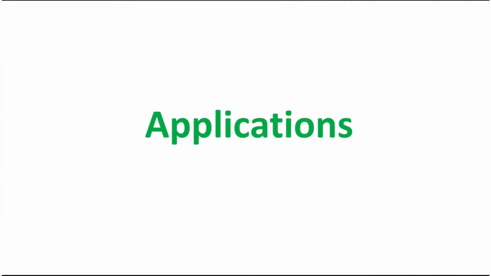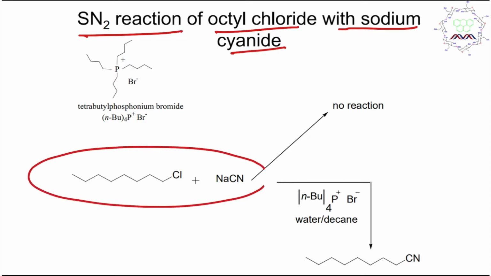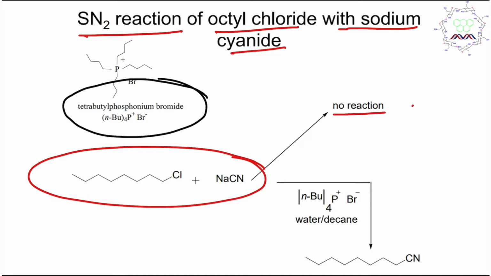Now let's learn about its application. If you look at this reaction, this is an SN2 reaction of octyl chloride and sodium cyanide. You can see in this reaction nothing is produced, so no reaction because they are not miscible. Now in this reaction medium, if tetrabutyl ammonium bromide is added, then it produces product. But by the way, there is no mention of water here, so how is the reaction happening?